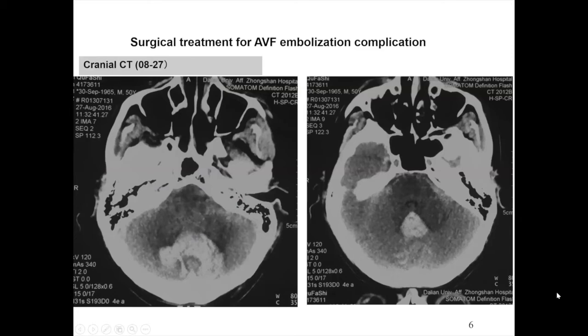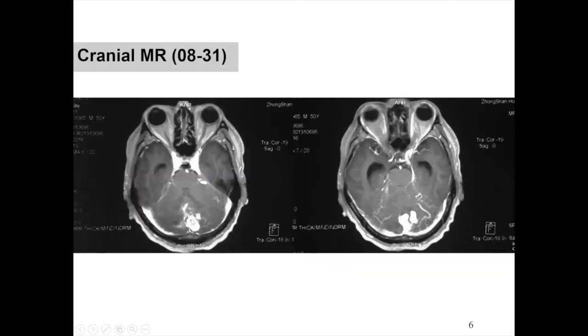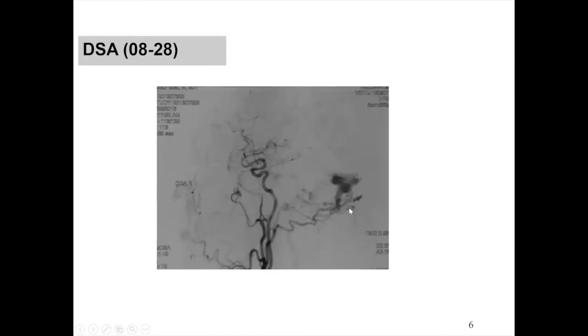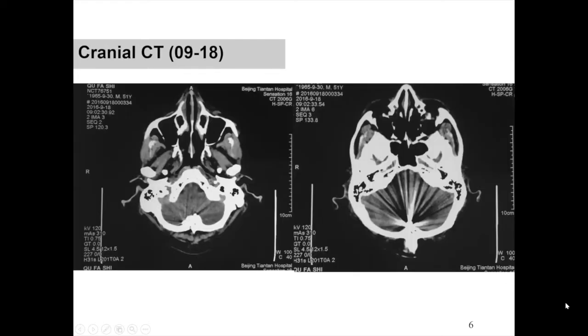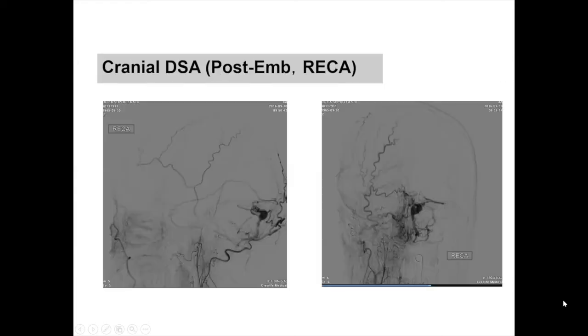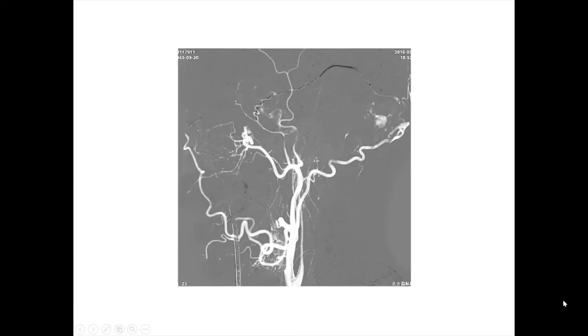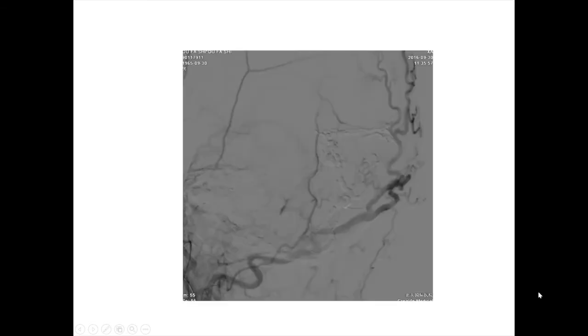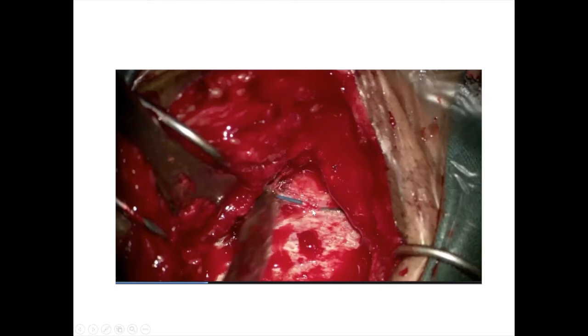It's a dural AVF. The first operation is endovascular coiling for the occipital artery, but there's something left. So the patient suffered a second bleeding. So the second time we do the coiling through the MMA, the artery. But the bad thing happened again. So we cannot get the catheter out. Then we do the surgery.